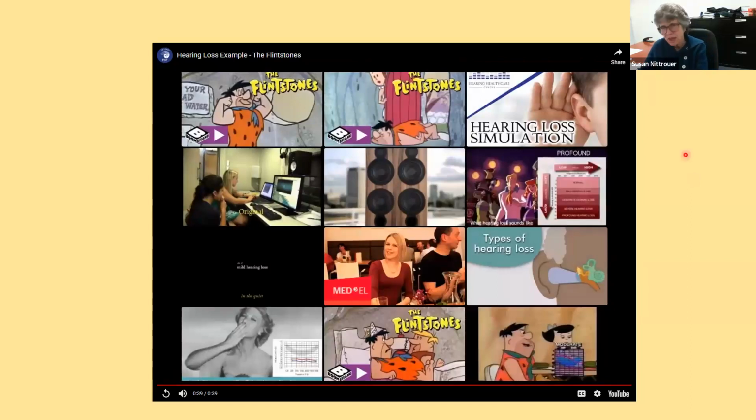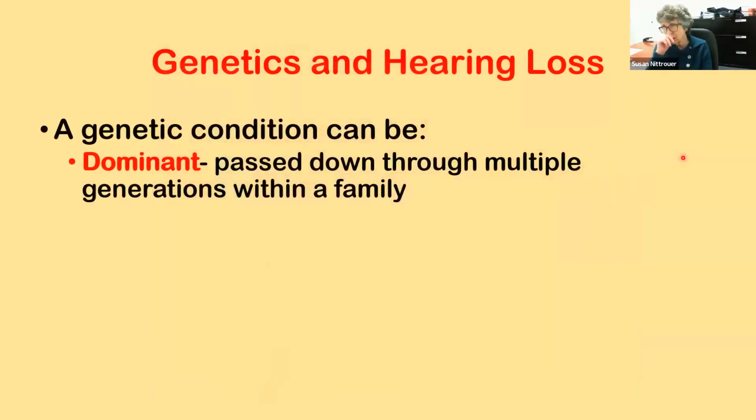Okay, so that gives you a taste of what the various levels of hearing loss do to speech recognition. Now let's talk a bit about the various etiologies of hearing loss, the various causes of hearing loss.